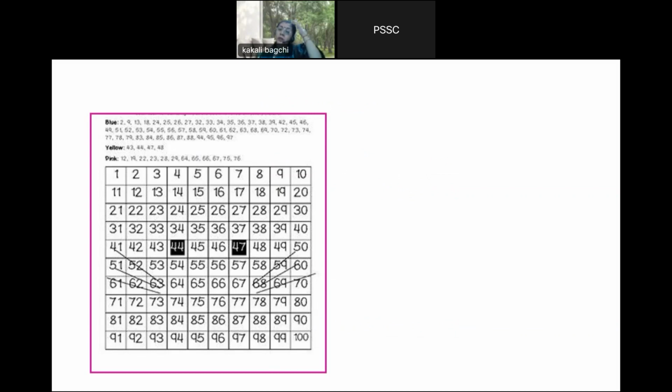Now, in class 2, I think we all teach successor, predecessor: the number which is coming after 2 places of 45, the number which is coming before 1 place of 66. Yes, it is there in class 2. Dear friends, successor, predecessor, which number is coming after 2 places of 45, which number is coming before 1 place of 66? It is there.